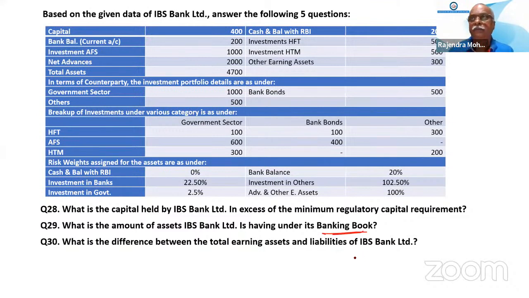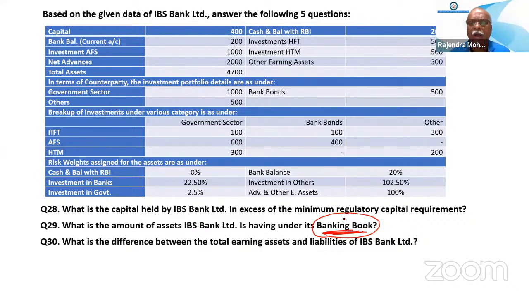500, sir. Held to maturity, 500. Banking book. Banking book means AFS plus HTM? No, only HTM. Read the question properly and answer. 2,700. 2,300.